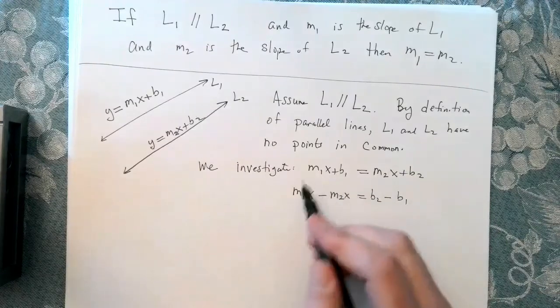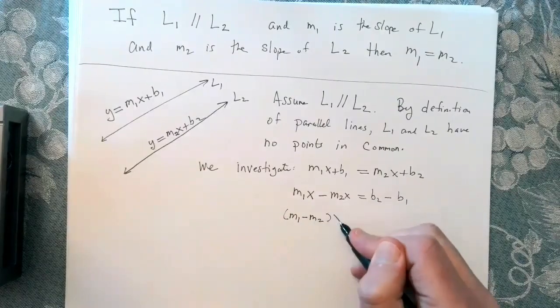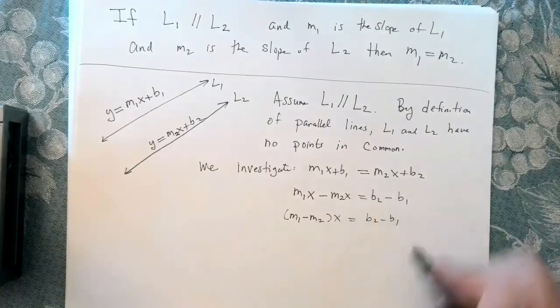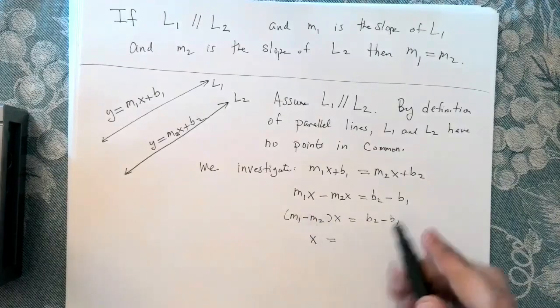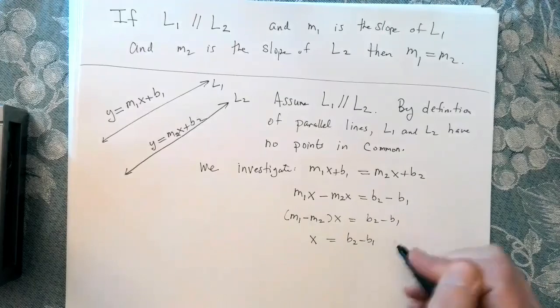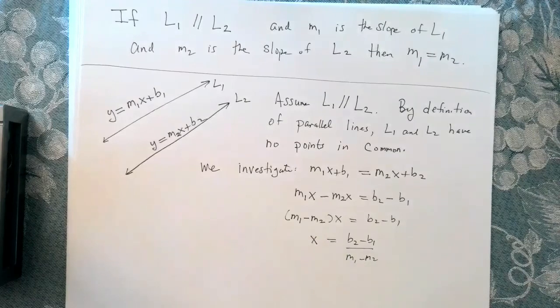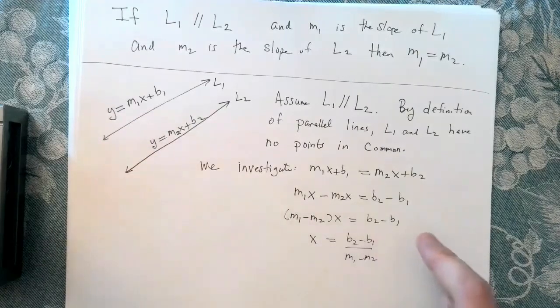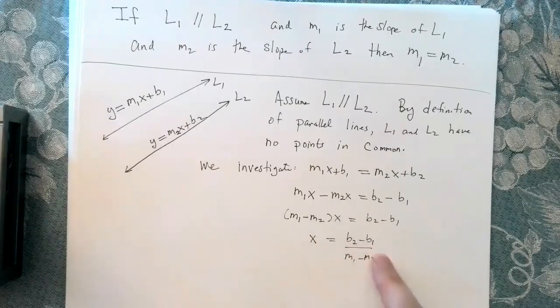Well, if I want to solve for x, I should factor an x out. That gives me m1 minus m2. And then I'm going to solve algebraically for x by dividing both sides by this quantity, so x is equal to b2 minus b1 over m1 minus m2. But we know that there are no points in common. That means there's no solution. Well, when's the only time there would be no solution to this? Think about how fractions work. If we divide by 0, there would be no solution.